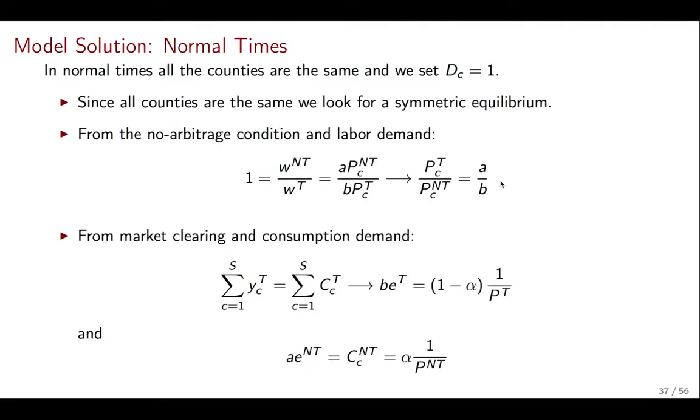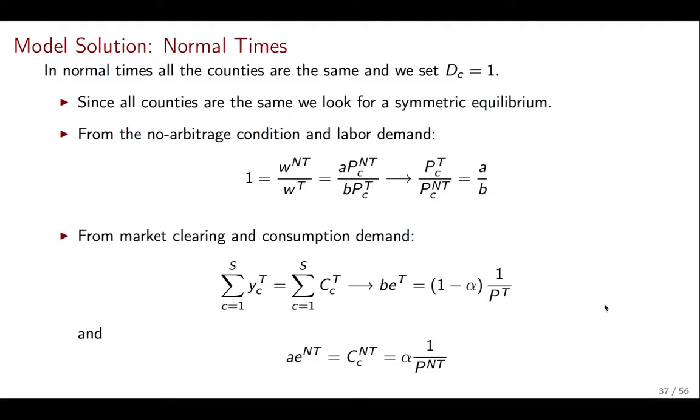Now from market clearing and consumption demand, we can further solve for some of the other variables. So let's look at what's happening. This is the market clearing condition for tradable goods. But remember, we're looking at a symmetric equilibrium, so all the C's look the same. So we know that YT in every county has to be equal to B times ET. That's because we have the total output of each county for tradable goods.